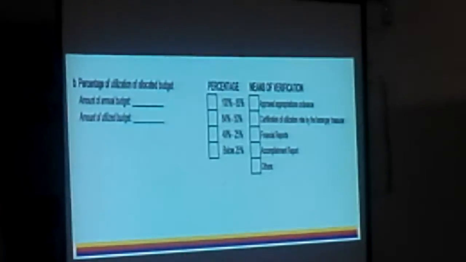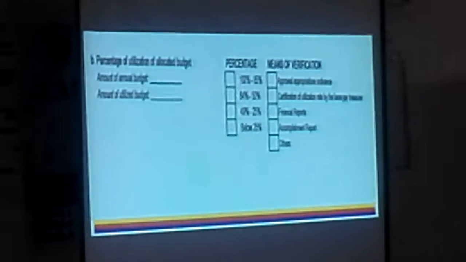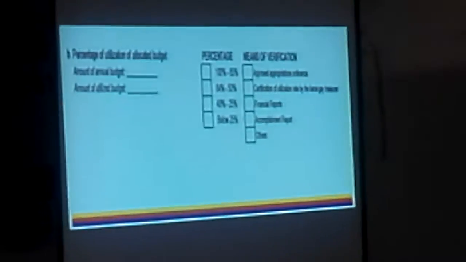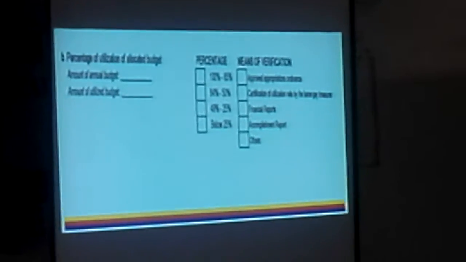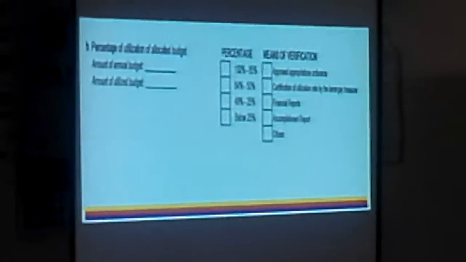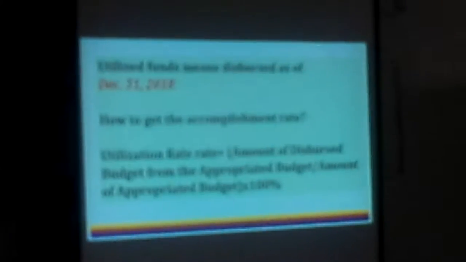utilization of allocated budget. Ito, utilization po ng budget. So, means of verification, approved appropriation ordinance, certification of utilization rate, nabigay po sa inyo to, yung annex na to, financial report, accomplishment report, and others. Yung certificate of utilization rate, signed by the treasurer and the punong barangay.